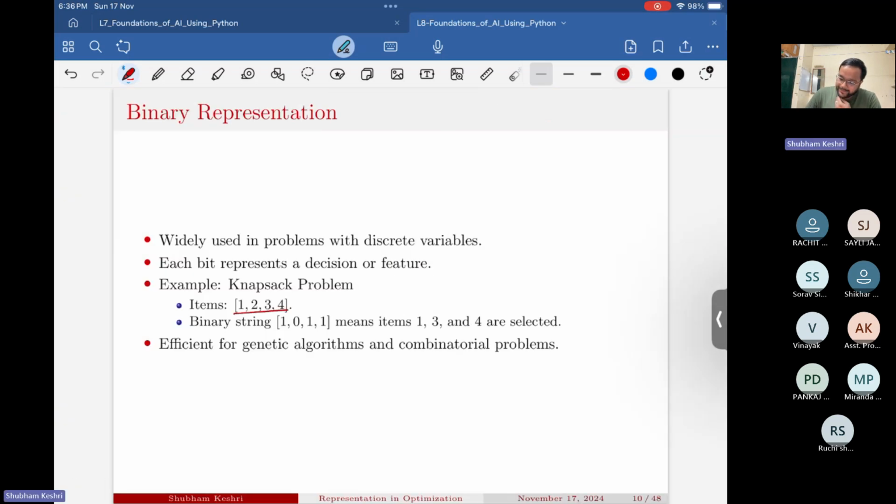So there are items, and for each item you have a value which can either be 0 or 1. Whenever it is 1, it means the object is selected, and whenever it is 0, then the object is not selected. Okay, is that all right? You can have other representation for the same problem as well.